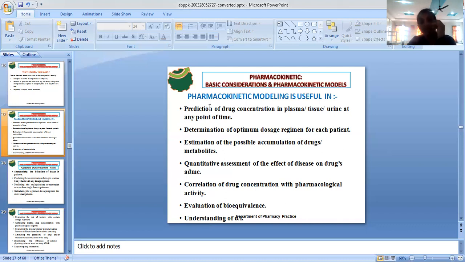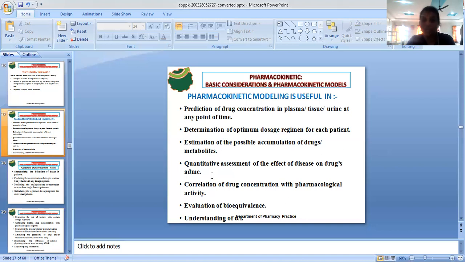Simply you can say, for the prediction of the drug concentration at any point of time, and by using all these predictions, you can design an optimum dosage form for each patient. It can also be useful to estimate possible accumulation of the drug. If the drug is accumulated, by using this knowledge you can determine a lower dose of the drug, or take appropriate steps to avoid this accumulation.